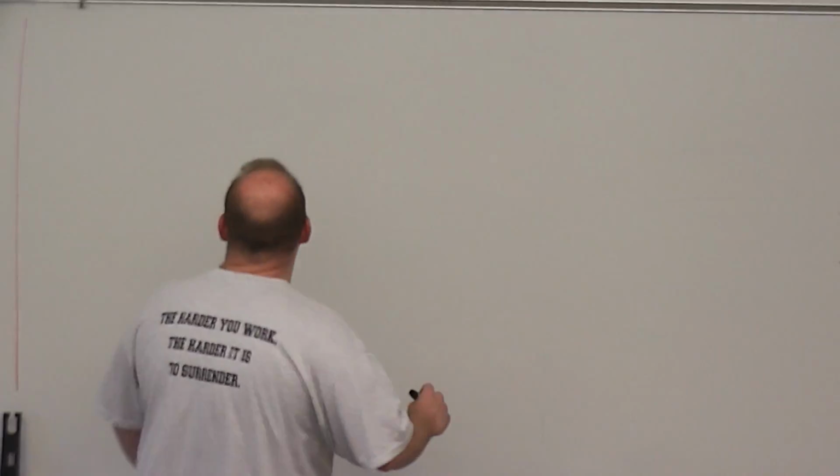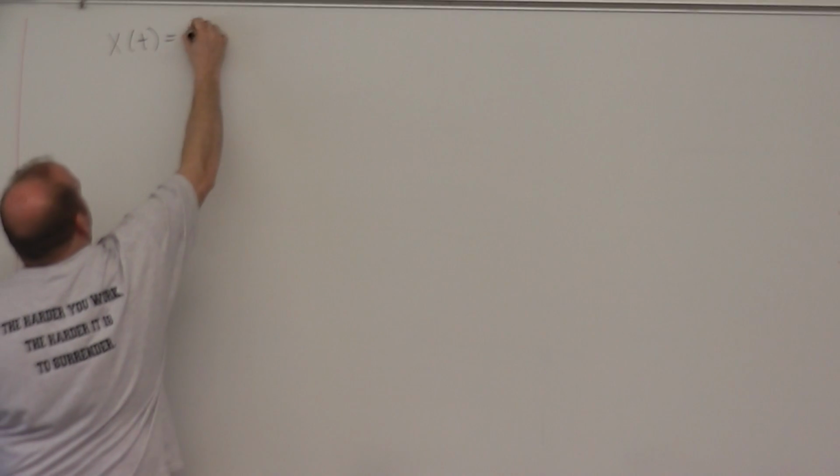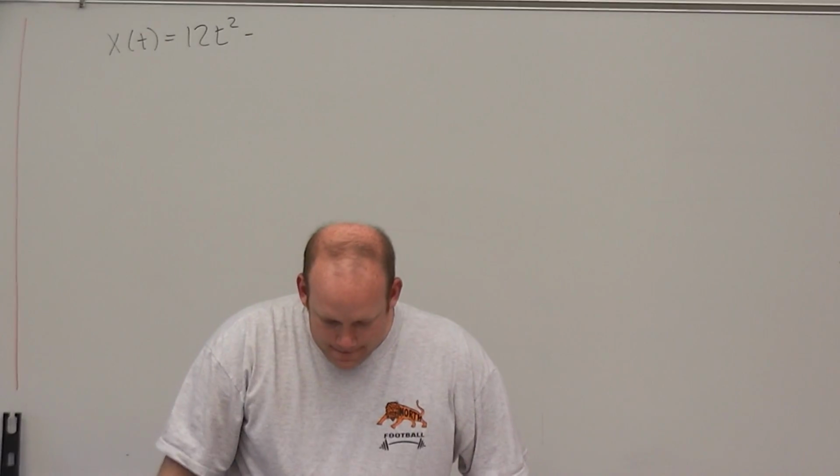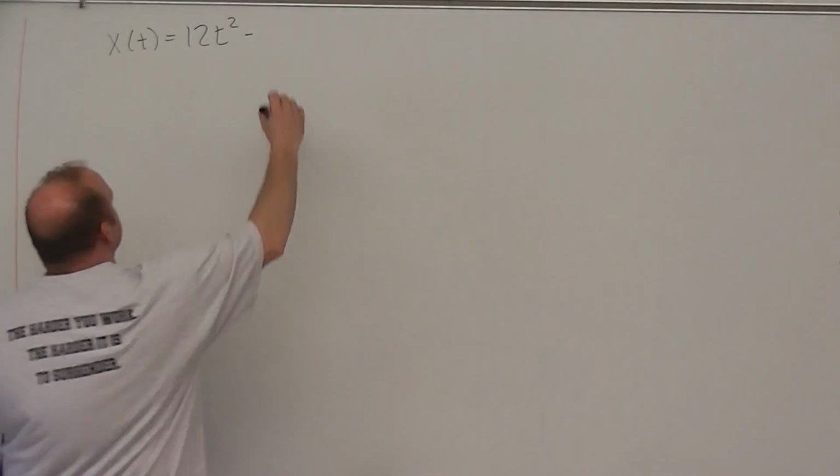So let's take a look first at 217. I'm going to do parts A, B, C, D, and E for this. Okay, so this is chapter 2, number 17. It's on page 31. Okay, the position of a particle moving along an x-axis is given by x equals 12t squared minus 2t cubed.